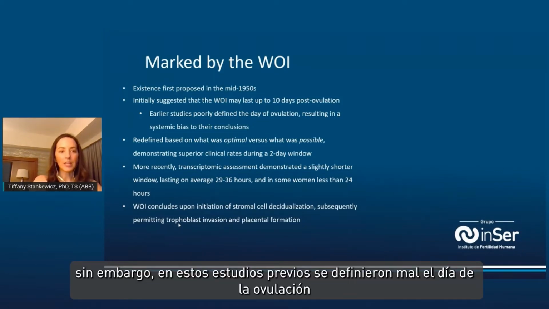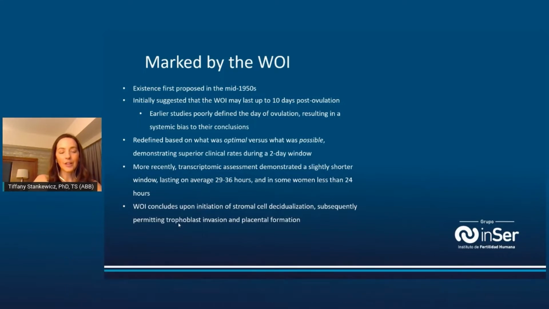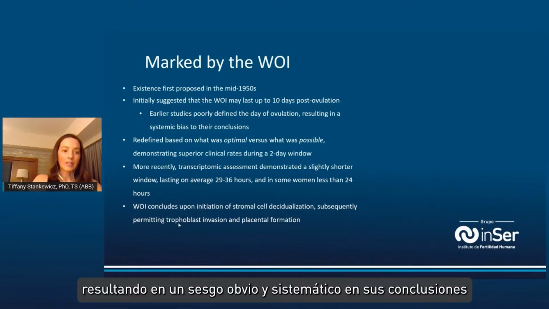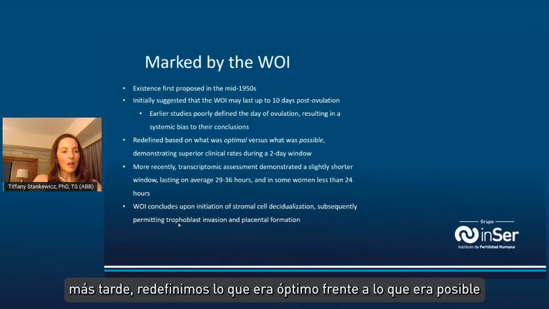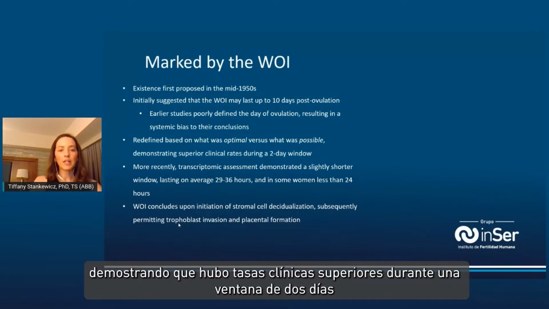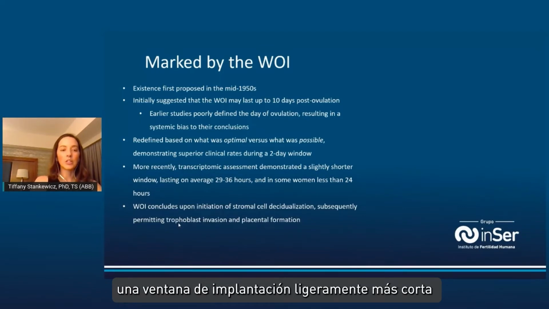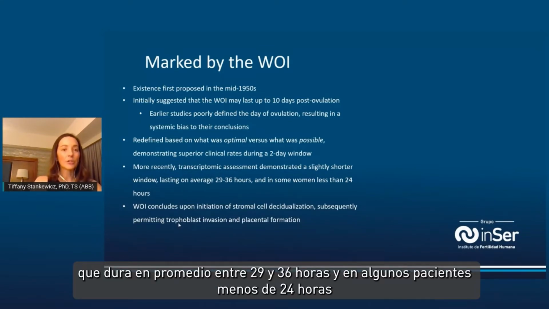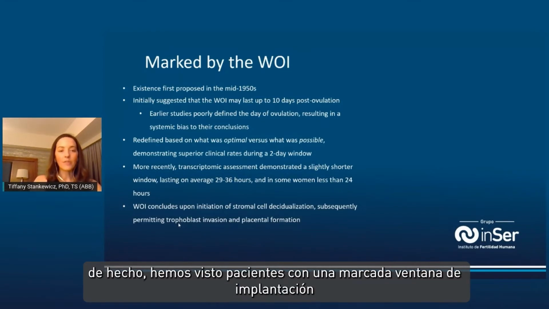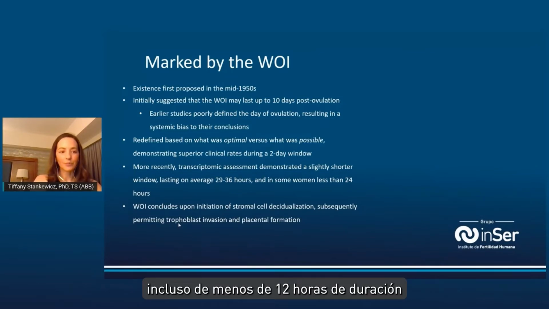However, in these earlier studies, they poorly defined the day of ovulation, resulting in an obvious and systematic bias in their conclusions. Later on, we redefined what was optimal versus what was possible, demonstrating that there were superior clinical rates during a 2-day window. More recently, transcriptomic assessments have demonstrated a slightly shorter window of implantation, lasting on average anywhere from 29 to 36 hours, and in some patients, less than 24 hours. In fact, we've seen patients with a marked window of implantation even less than 12 hours long.